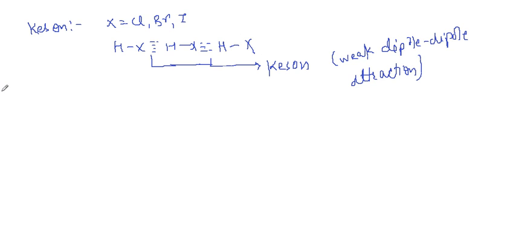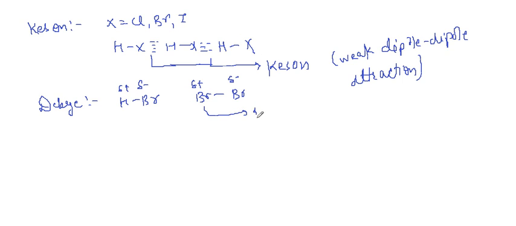Next is Debye. So Debye, it is HBr. Debye force is dipole induced dipole. We know that HBr is a dipole. Now if we have another molecule where the dipole moment is 0, but as it comes in contact with HBr, a little delta positive charge is generated and then a little delta negative charge is generated. So it is an induced dipole.